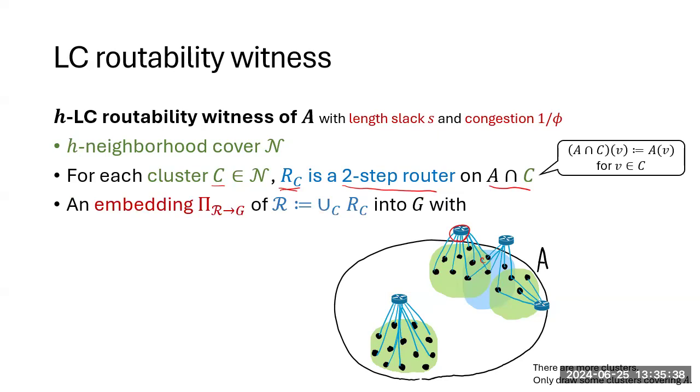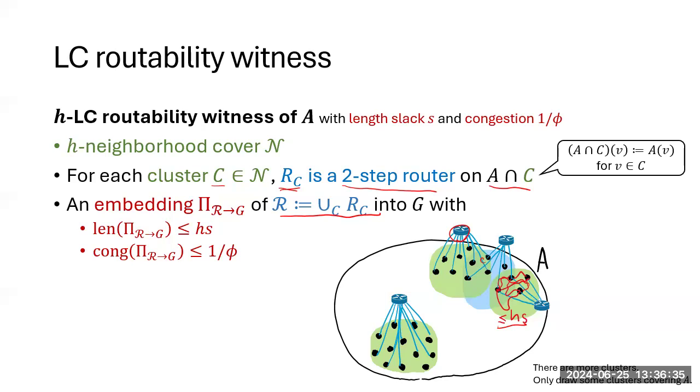And then the last part is the embedding. You can embed all these clusters simultaneously into the graph. So it embeds all the clusters, the union of these clusters, into G. And this embedding should be good. In what sense? Both length and congestion. The length of the embedding, or the flow that embeds this router, should have length at most HS. S is the length slack, and the congestion should be 1/5. Right. So this is what you think of as a length constraint expander. Just you have a neighborhood cover, and you have a router on top of it. Then all of this can be embedded into the graph with good length and congestion.